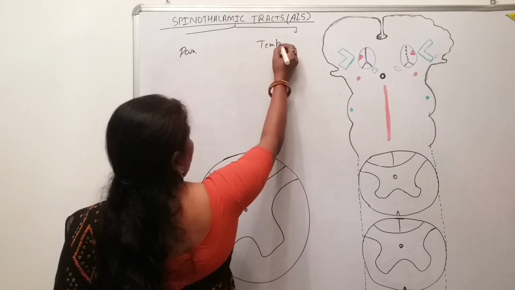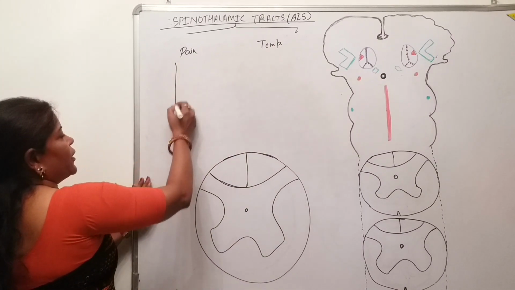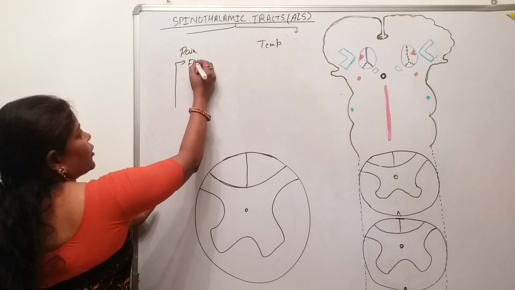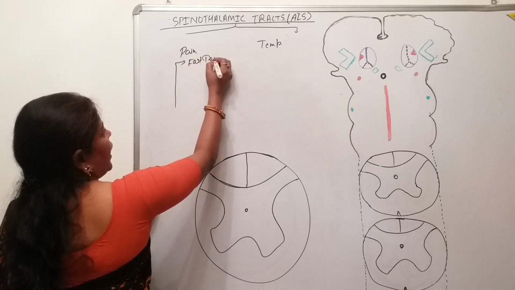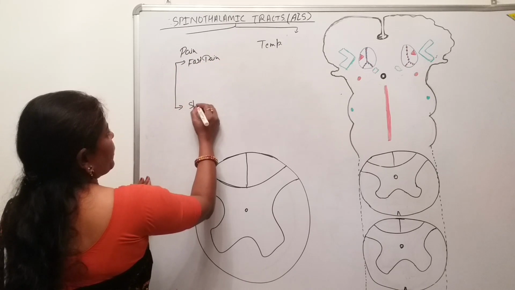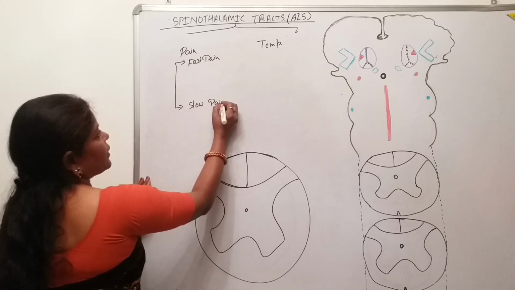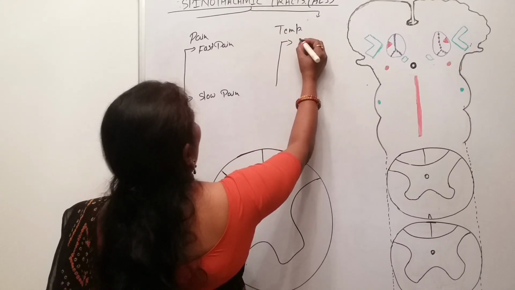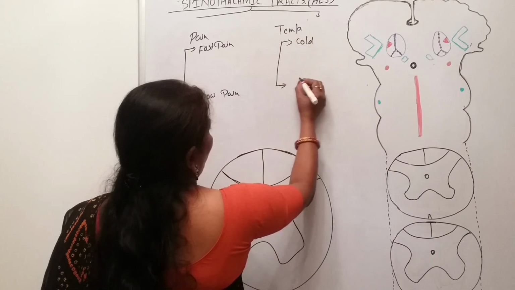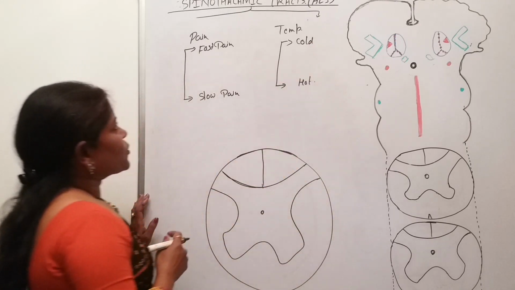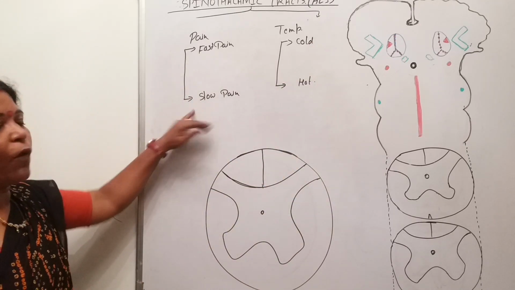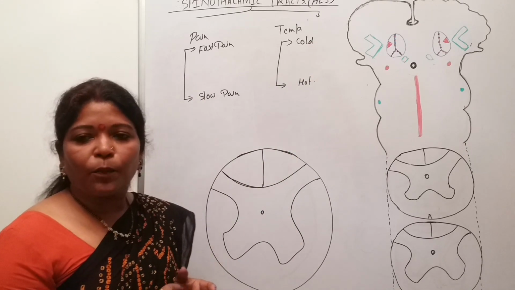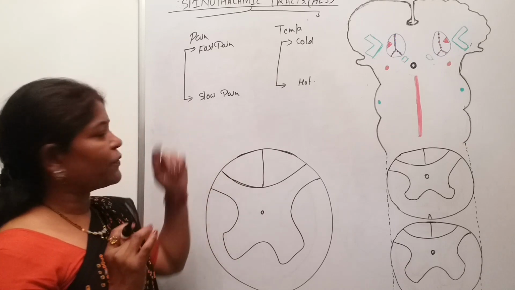Look here, very important. Pain sensation is of two types. You can feel two types of pain: one is the fast pain and another is the slow pain. In temperature, there are two extremes, the cold and the hot. So what is fast pain and what is slow pain? Fast pain means sharp, pricking pain.